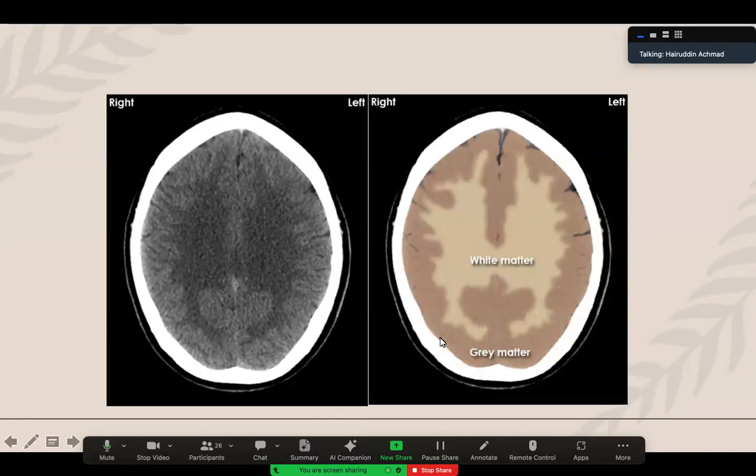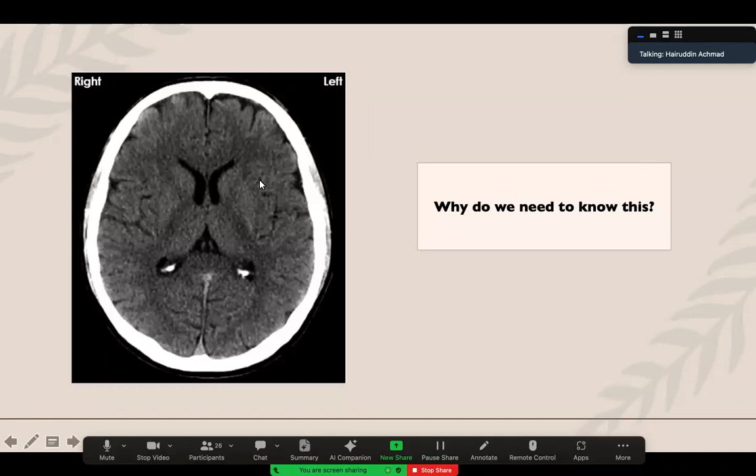Okay, so this is important in order to know whether that's a stroke or just a normal anatomical structure. Next, I'm just going to show you the level of the basal ganglia. Why do we need to know this? Because in order to give an ASPECT score, you have to understand the anatomy. Okay, so first is the level of the basal ganglia.